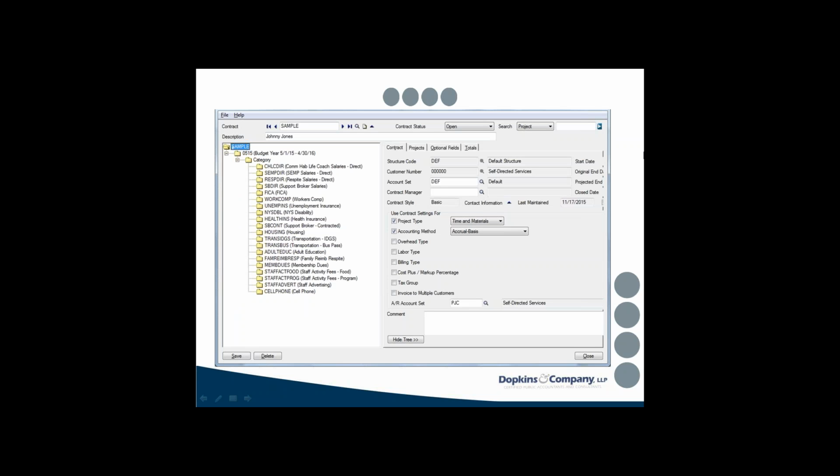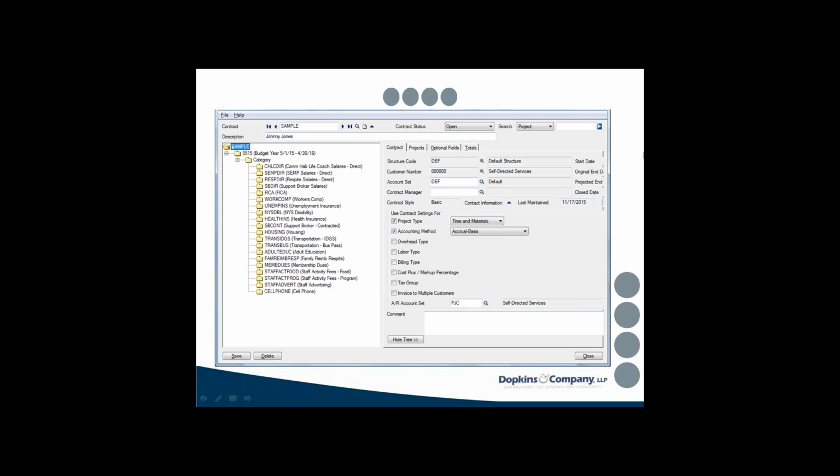The very top, next to contract, that's the name of this contract. So typically you might have the individual's Medicaid number as their contract number, or some other identifier, just as you would if you were to have a paper manila folder file on the person. And the description in this case is the famous Johnny Jones that we use all the time. So in this case, our sample contract is for Johnny Jones.